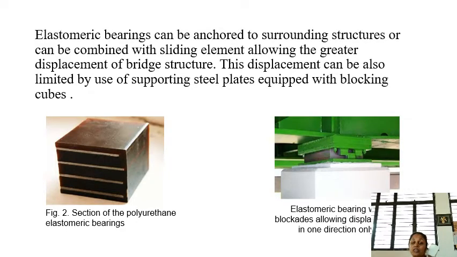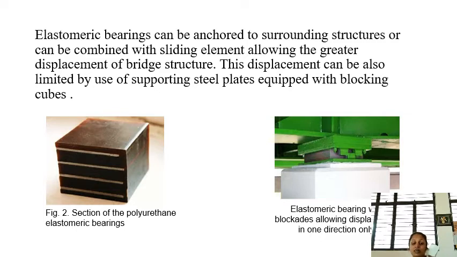So these are the elastomeric bearings that are normally used nowadays for bridges supporting the superstructure. Elastomeric bearings can be anchored to surrounding structures, or they can be combined with a sliding element allowing greater displacement of the bridge structure. This displacement can also be limited by use of supporting steel plates equipped with blocking tubes.